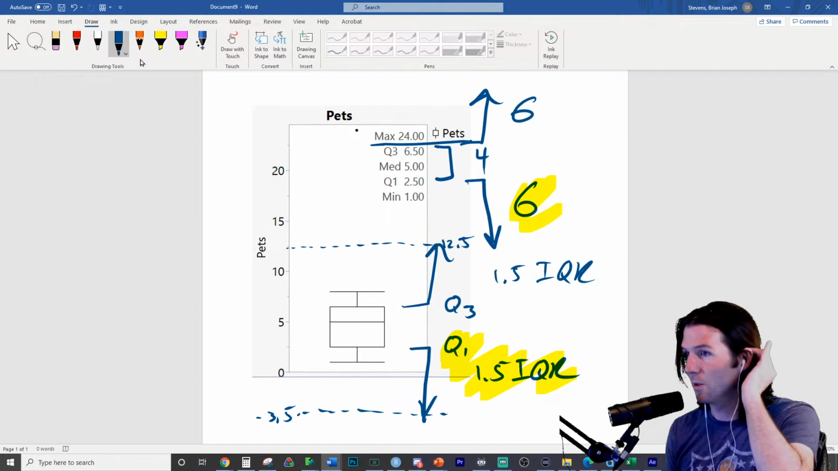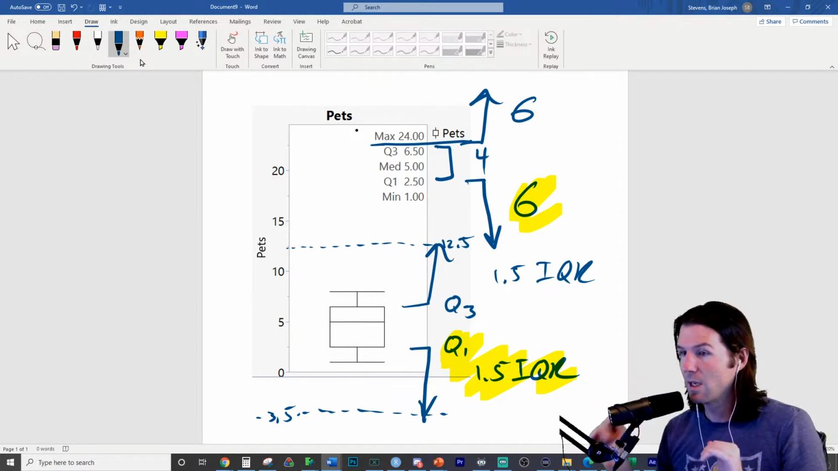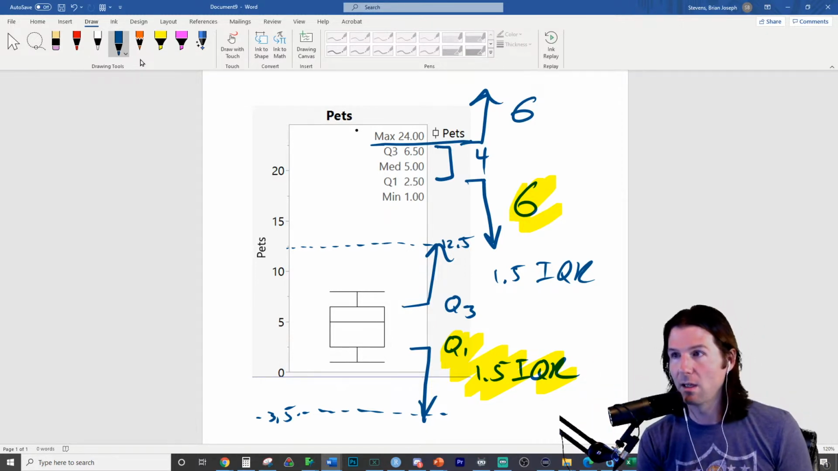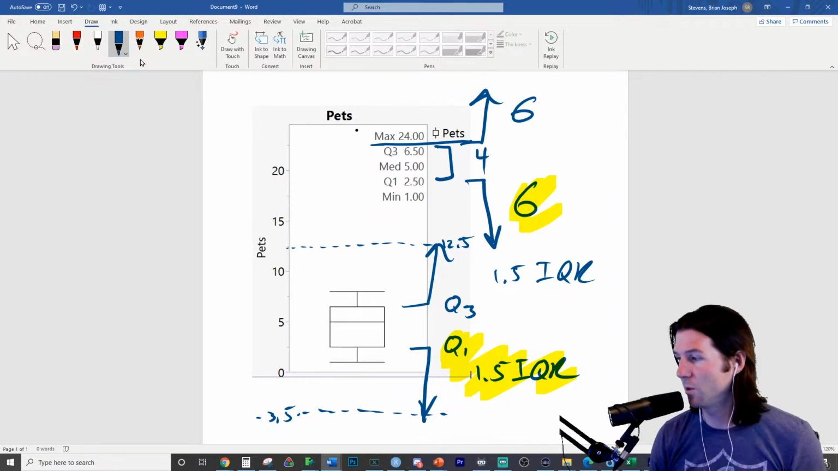Does that make sense, Ella? So this is kind of showing all the mathematics, and we've calculated where the fence is. The upper fence for this one would be at 12.5, which we show.